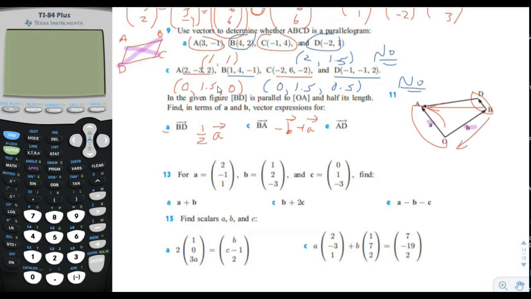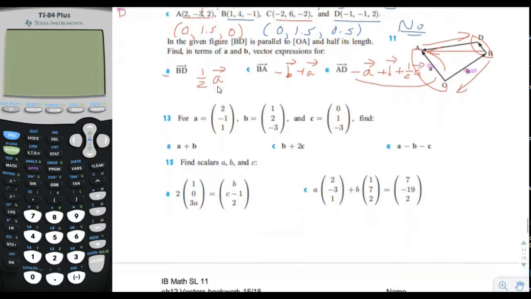What about vector AD? Vector AD is this vector there. So we could use, let's see, a reverse of vector A, then vector B, and then half of vector A. Okay, that would be AD. All right. Next one, 13.